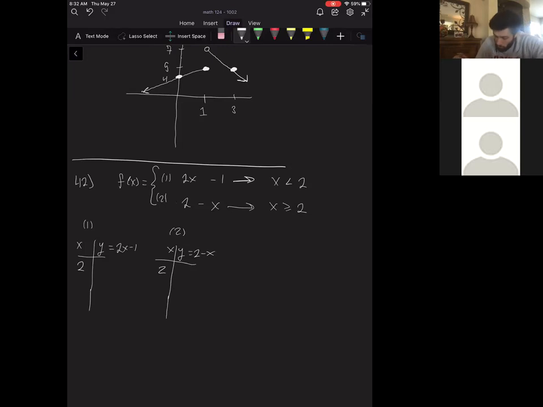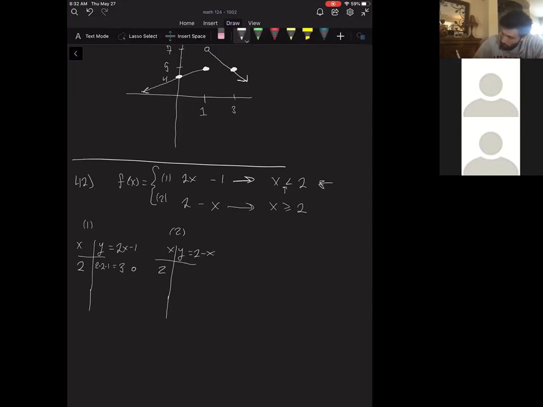So what happens when we plug 2 into the left? We get 2 times 2 minus 1, which is equal to 3. And to remind us, we're technically not allowed to plug 2 into this equation because it's a less than sign. 2 is not less than 2. 2 is equal to 2. So for that reason, we're going to put an open circle.